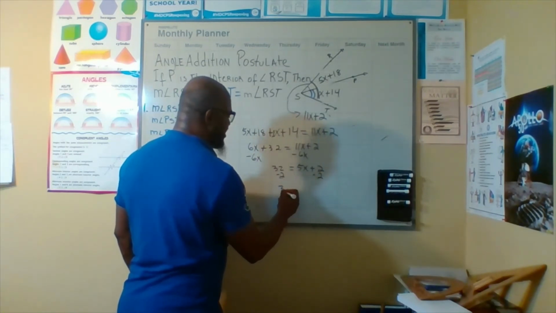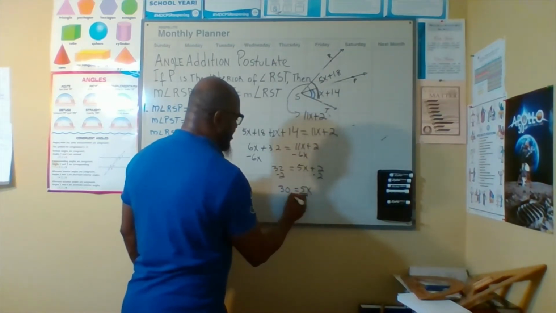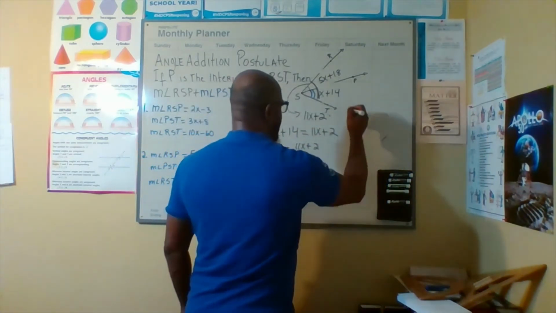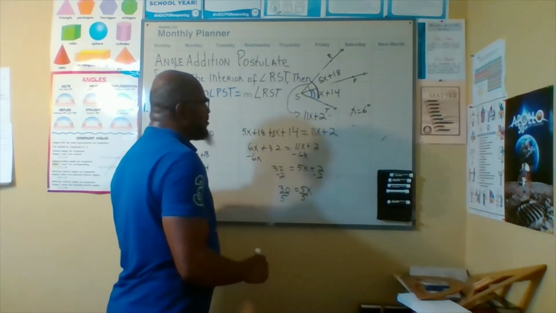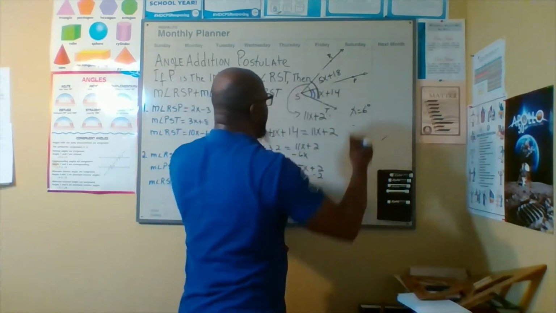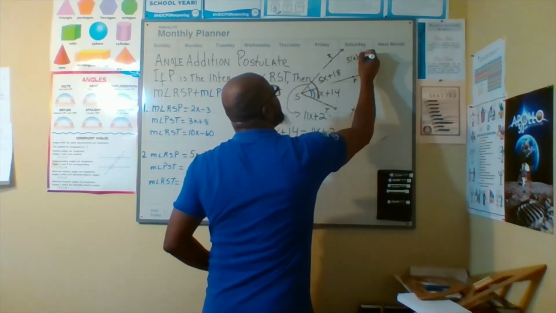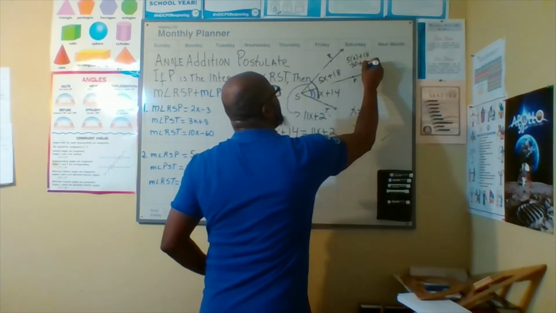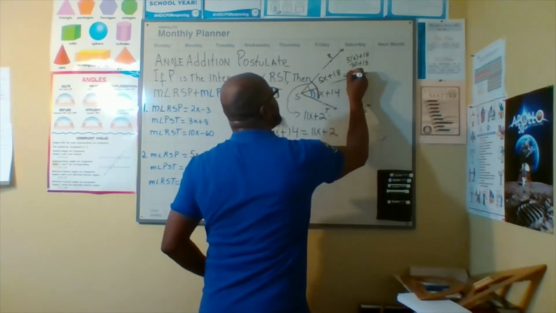Then you will end up with 30 equal 5x. Divide both sides by 5. You will end up with x is equal to 6 degrees. Now since I know x, then I will do 5 times 6 plus 18. 5 times 6 is 30 plus 18. This angle will be 48 degrees.